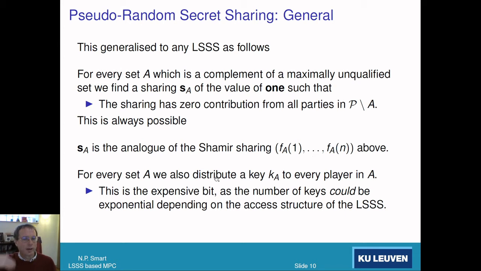And then for every one of those sets, we distribute a key to each player, and then we just go as we did for Shamir. So this generalizes as long as the number of maximally unqualified sets is not too big, which in general can be exponentially large, so we can't use this in general. But for small values of n, this is fine.